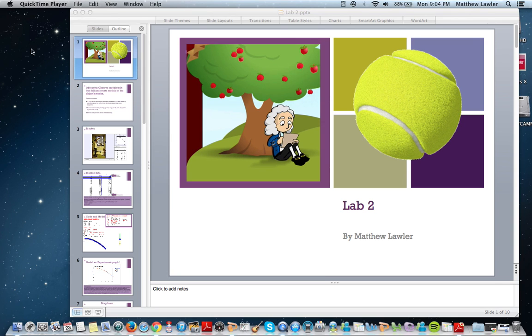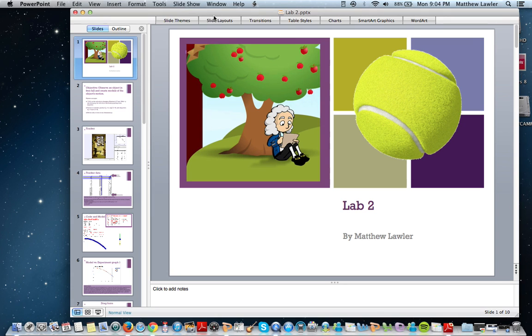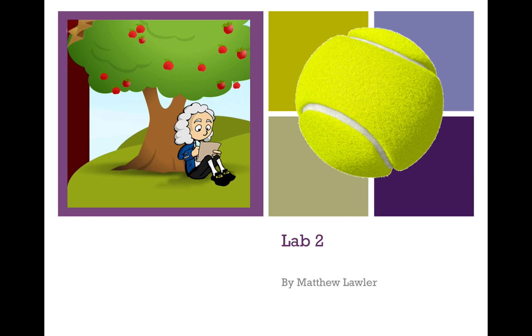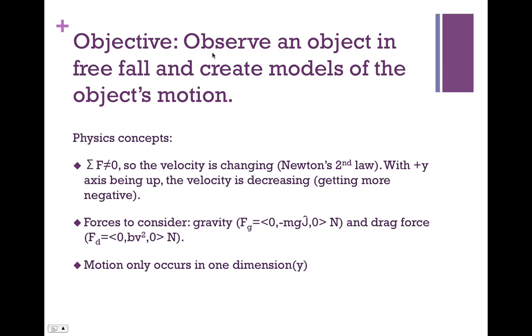Alright, so this is lab 2. And this time we're going to be looking at an object in free fall, and we're going to create models of the object's motion and compare them. The physics concepts to keep in mind are that the net force is not equal to 0, so the velocity is changing due to Newton's second law, force equals mass times acceleration.